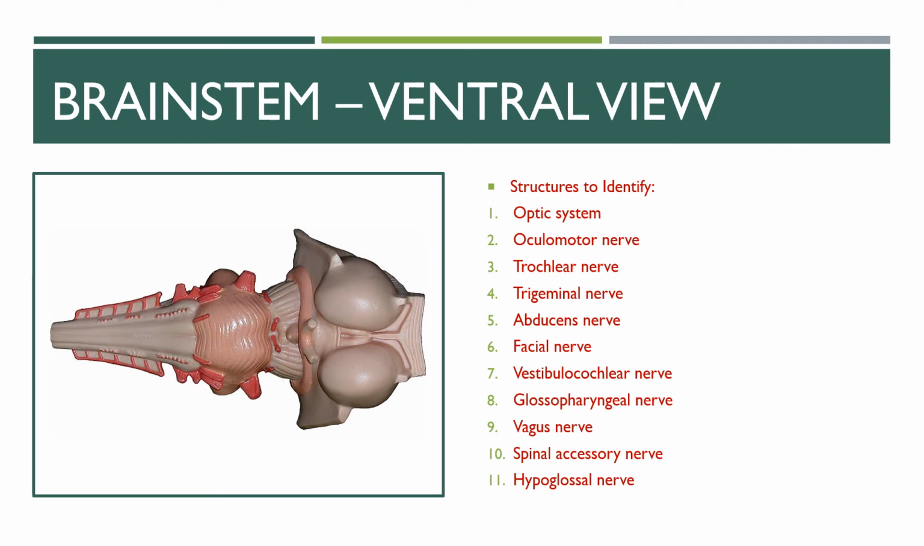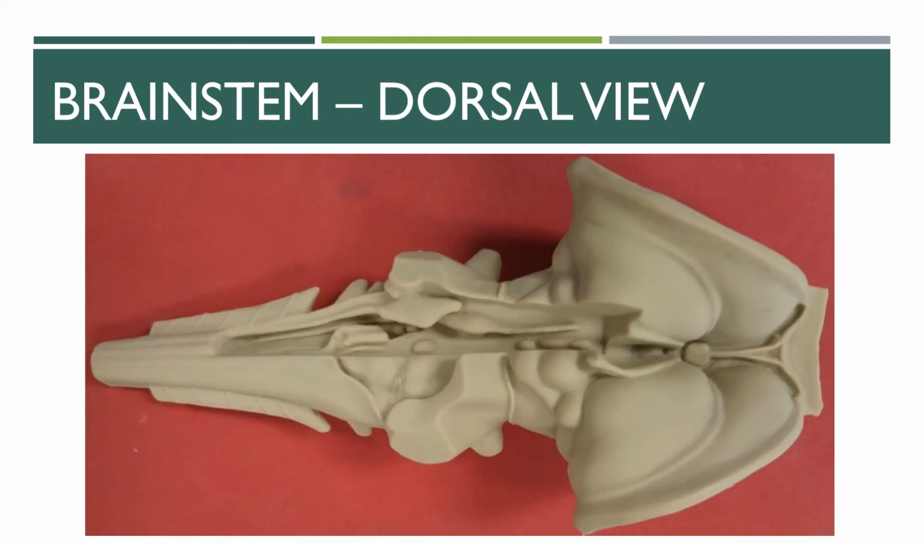This is the list of the nerves that you'll want to be able to identify on the ventral surface of the brainstem. Then I want to flip this model over and we want to look at the dorsal surface. You do not need to identify any structures on the other side of the model.